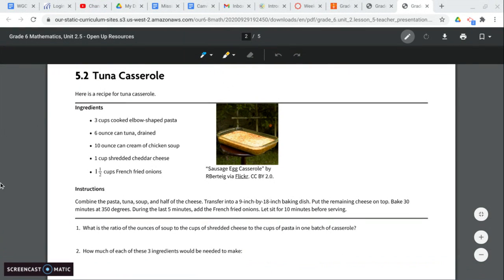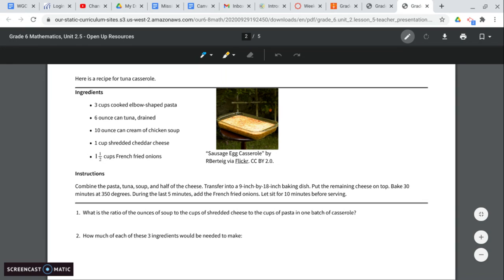Tuna casserole. Here's a recipe for tuna casserole. We've got 3 cups of cooked elbow-shaped pasta, 6 ounces of canned tuna drained, 10 ounces of canned cream of chicken soup, 1 cup of shredded cheddar cheese, and 1.5 cups of French fried onions. It gives the instructions.